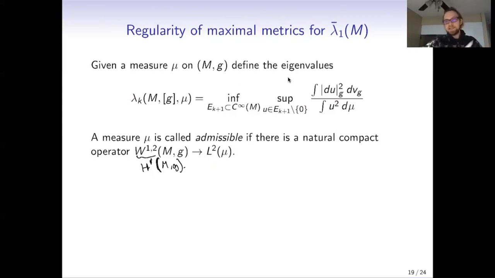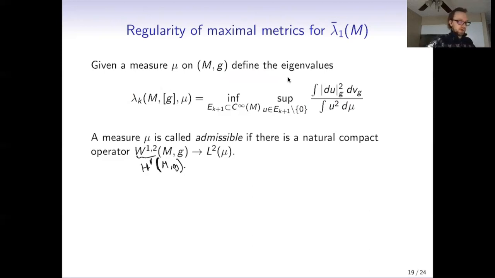So here I'll ask this. I'll call the measure admissible if this map is compact, right? It's not always true, but it's true in a variety of cases. For example, if μ is concentrated at a point, then it's not admissible. But if μ is concentrated on a curve, then it is admissible. And actually, if it is concentrated on a curve, this number is very related to Steklov eigenvalues, a topic by Roman Petridis.